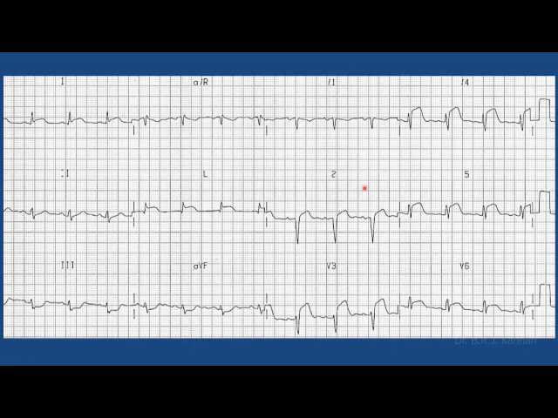Okay. Now what is happening here? V1 is not showing ST elevation. There is ST elevation from V2, V3, V4 and all. So that means V1 has escaped. V1 represents the basal septal area which is supplied by the major septal branch.